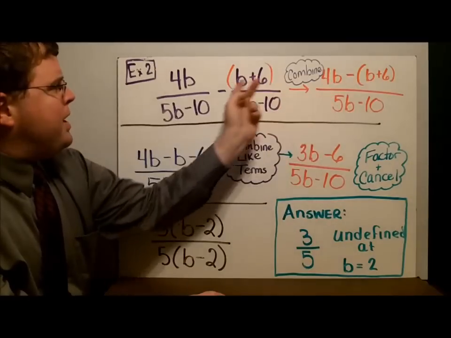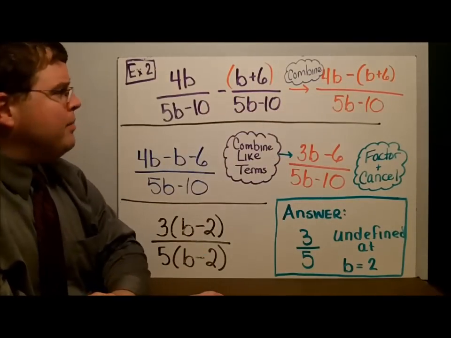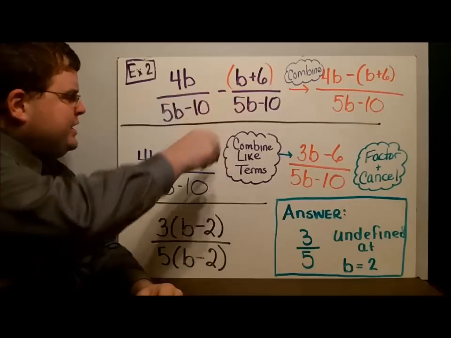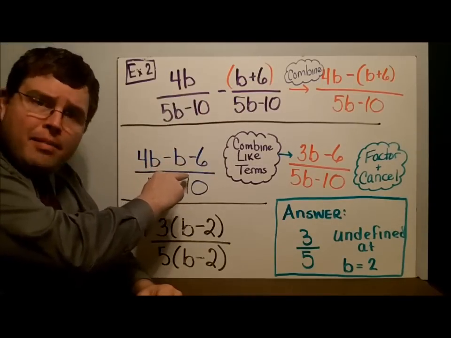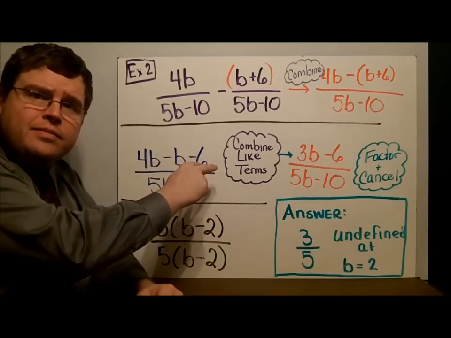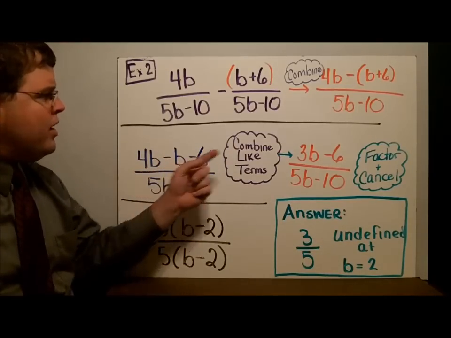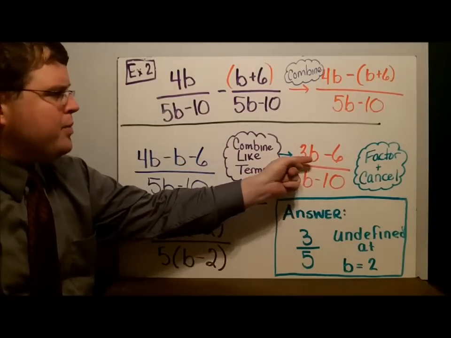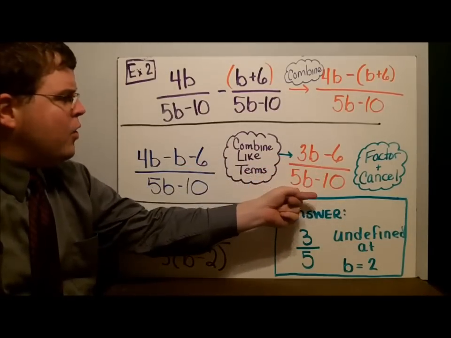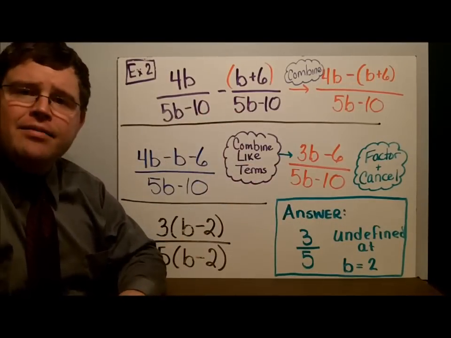So we have 4b minus (b plus 6) over 5b minus 10. Now I distribute the negative. That gives me 4b minus b minus 6. And I can combine like terms. 4b minus 1b is 3b minus 6. So I have 3b minus 6 over that common denominator, the 5b minus 10.